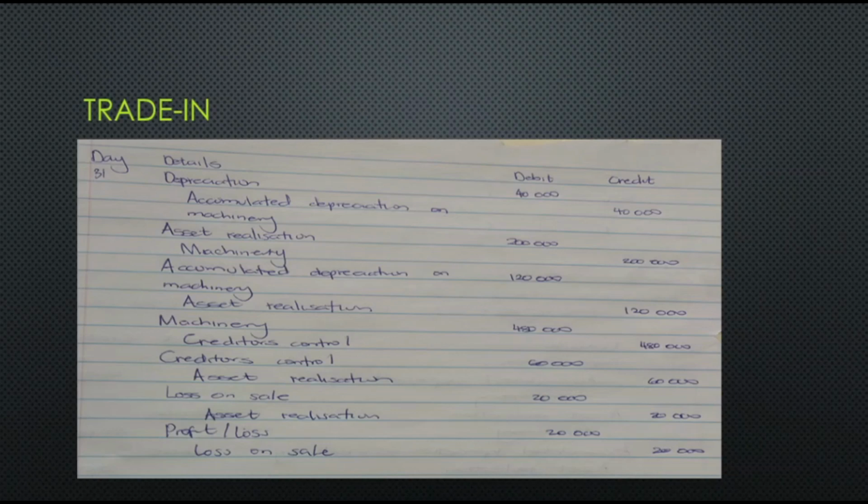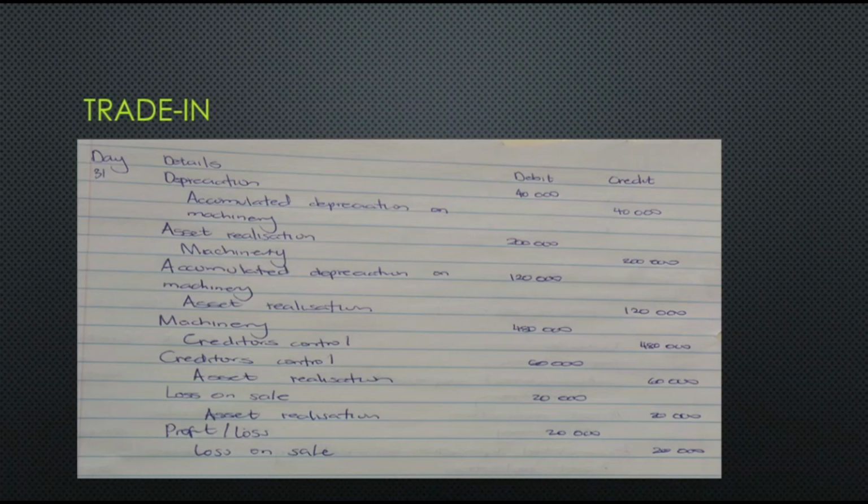On 31 December 20.8, the end of the financial year, ABC Traders decided to trade in their old machine on a new machine. The new machine cost 480,000 and the supplier XYZ Machines was willing to trade in the old machine for 60,000.